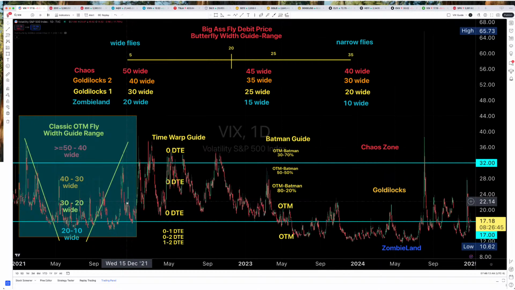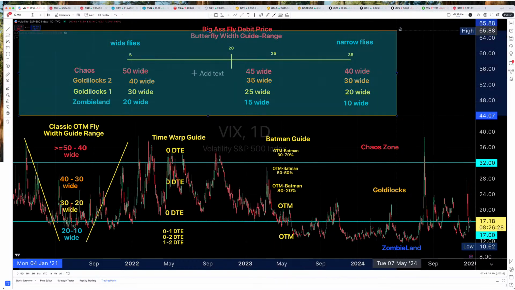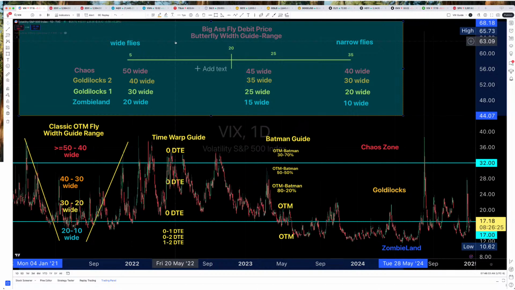All right. And so, as I said, we're first trying to determine how wide we're going, and that's 20 to 30 wide. We want to know, should we be on the narrower end or wider end? And that's where the big ass fly comes in. And so up here, you can see we have another chart or guideline that will tell us where we should be on that range. And you can see it's all color-coded. So we're 30 to 20 wide, and that's that yellow. So we come up here to Goldilocks 1, and you can see 20 to 30 wide.